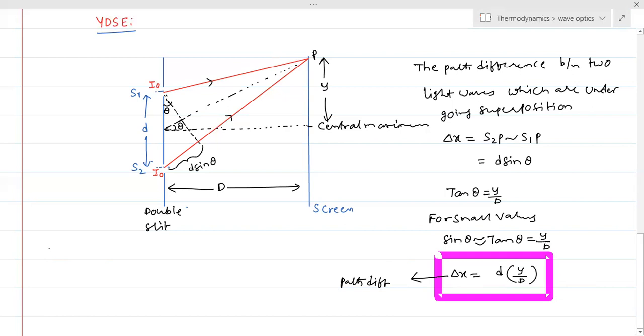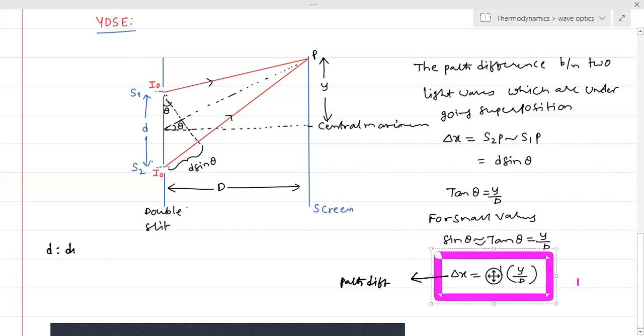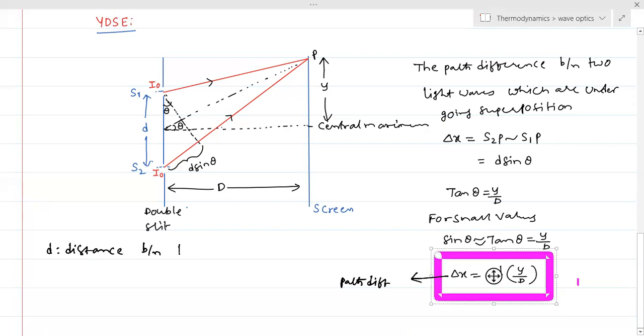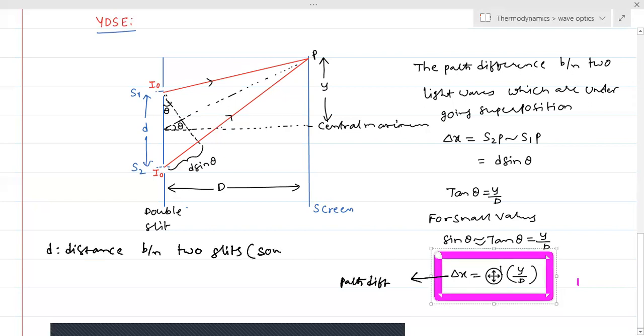This is path difference. Small d is the distance between two slits. We are considering the slits as sources of light. Both are the same.